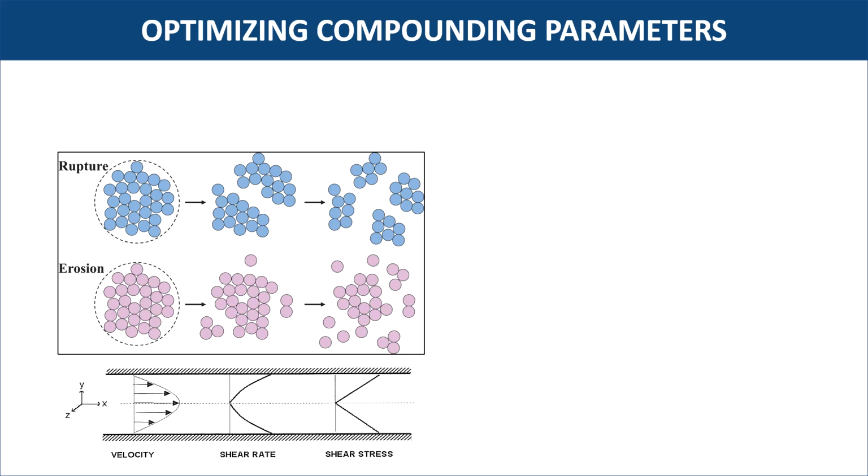So, additive dispersion will depend on amount of shear stress, melt viscosity and mixing time. So, if we want good dispersion, we have to select compounding parameters and screw design which will allow us to have higher shear stress, optimum melt viscosity and longer mixing time.